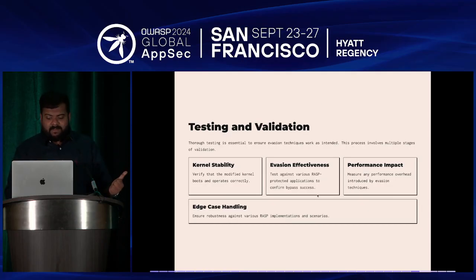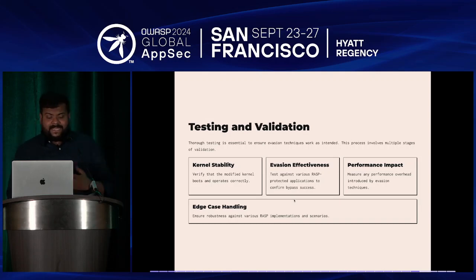The kernel stability is very, very important. On evasion effectiveness, we have tested it with various RASP-protected applications, and we can confirm that these bypasses work universally, right? Because at the end of the day, you have the highest privilege if you have access to the kernel itself. On performance impact, we have checked the impact of utilizing our evasion technique, and it is negligible, because what we are doing is a quick string comparison in most of the checks, and we are actually calling the original syscall at the end of our modified syscall. So that's what it is.